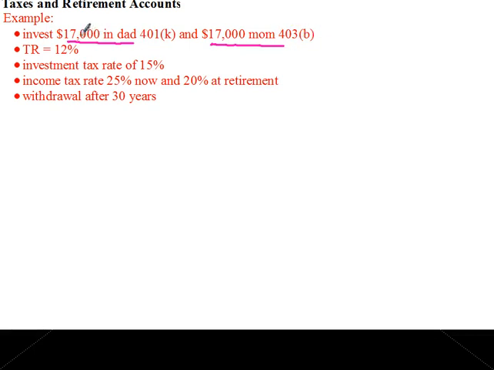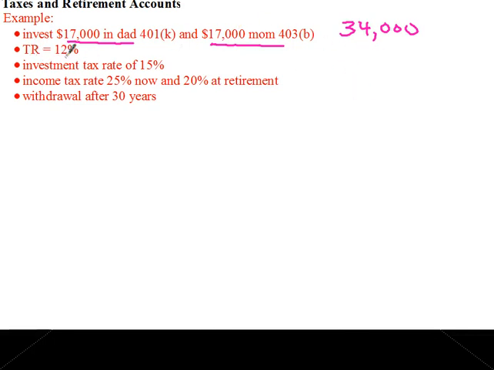Now, again, these are separate accounts. This is Dad's money. This is Mom's money. It is legally separate. Okay, but we can put it together for the purposes of doing calculations. So we're going to put that money together, $17,000 for Dad, $17,000 for Mom, and that's going to be a total of $34,000 invested in 401ks and 403bs. So we've got $34,000 total. We can put that together mathematically.